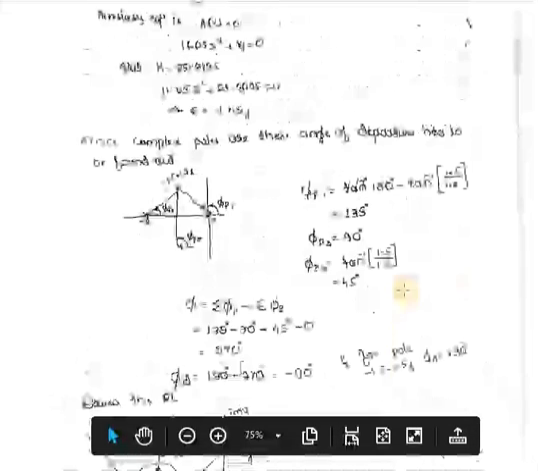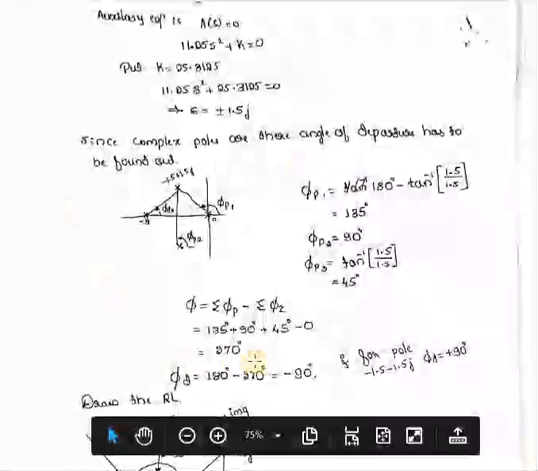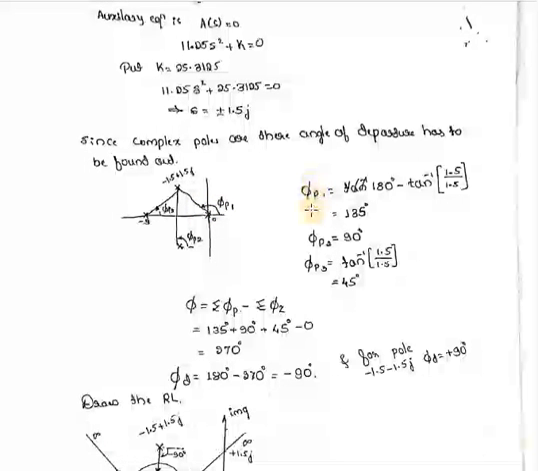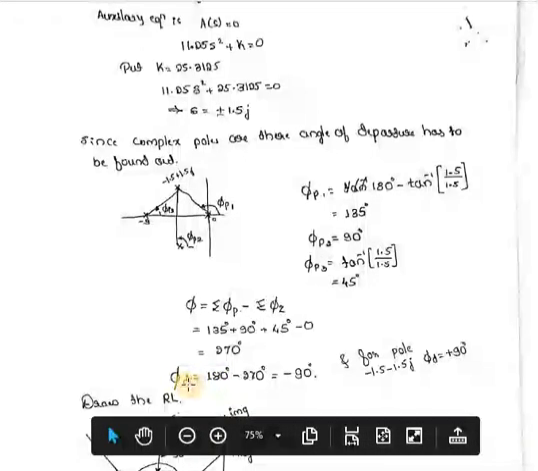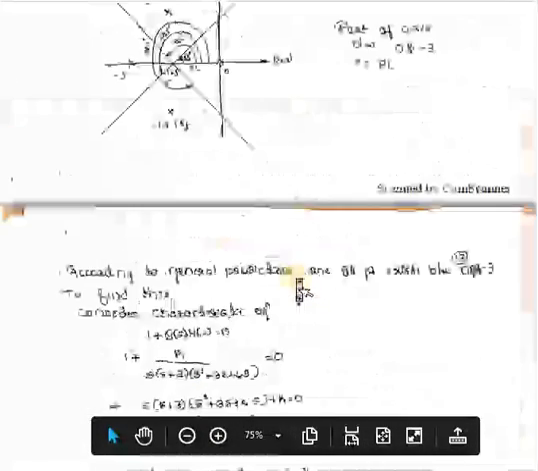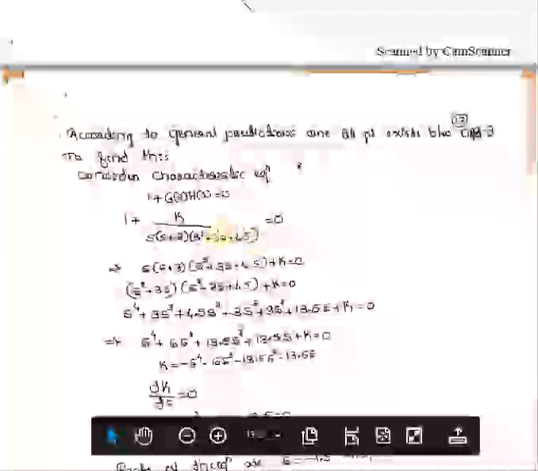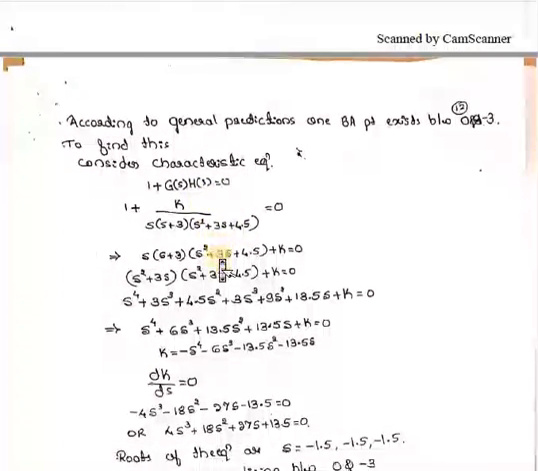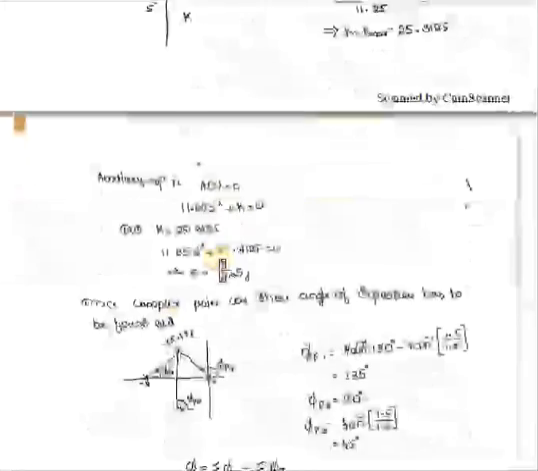So here, while determining this angle of departure, you have to be careful. First, you have to draw this, then determine the individual angles, then take the summation of those angles, then find the value of phi, and subtract that phi from 180 degrees so that you will get the departure angle. In the same way, if this second order term is in the numerator, then you have to identify the angle of arrival.